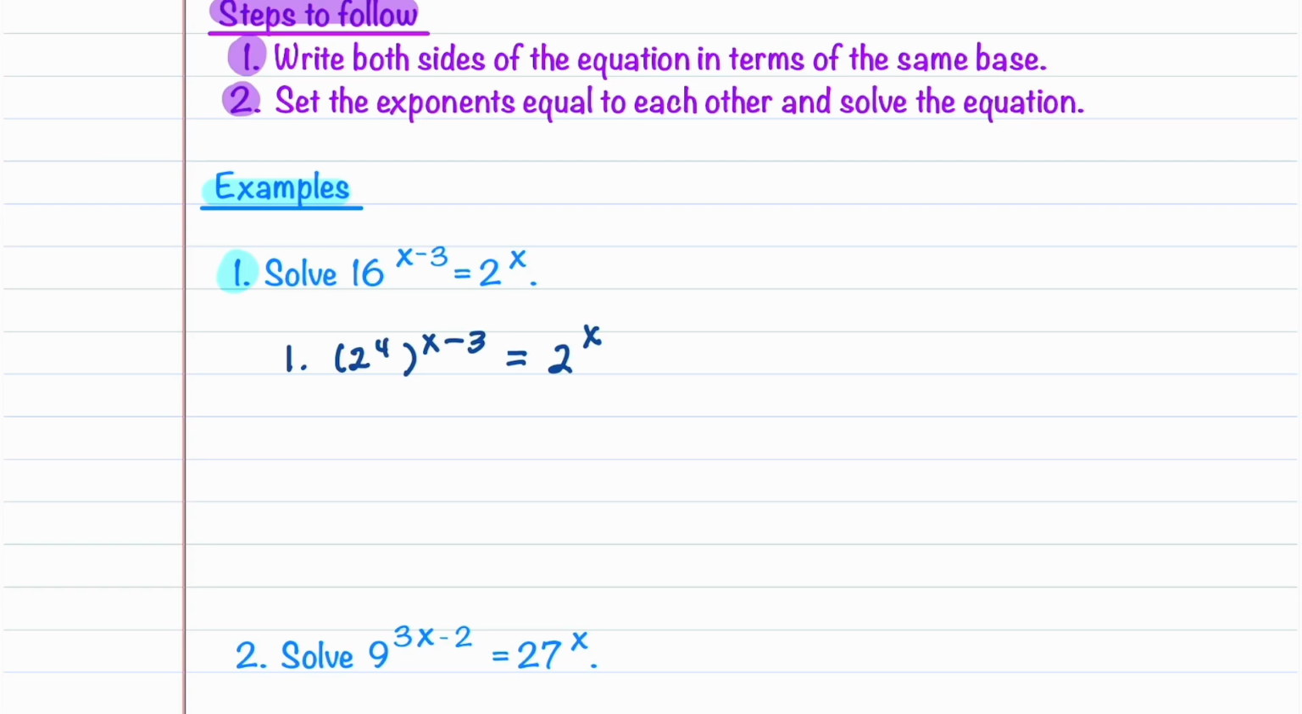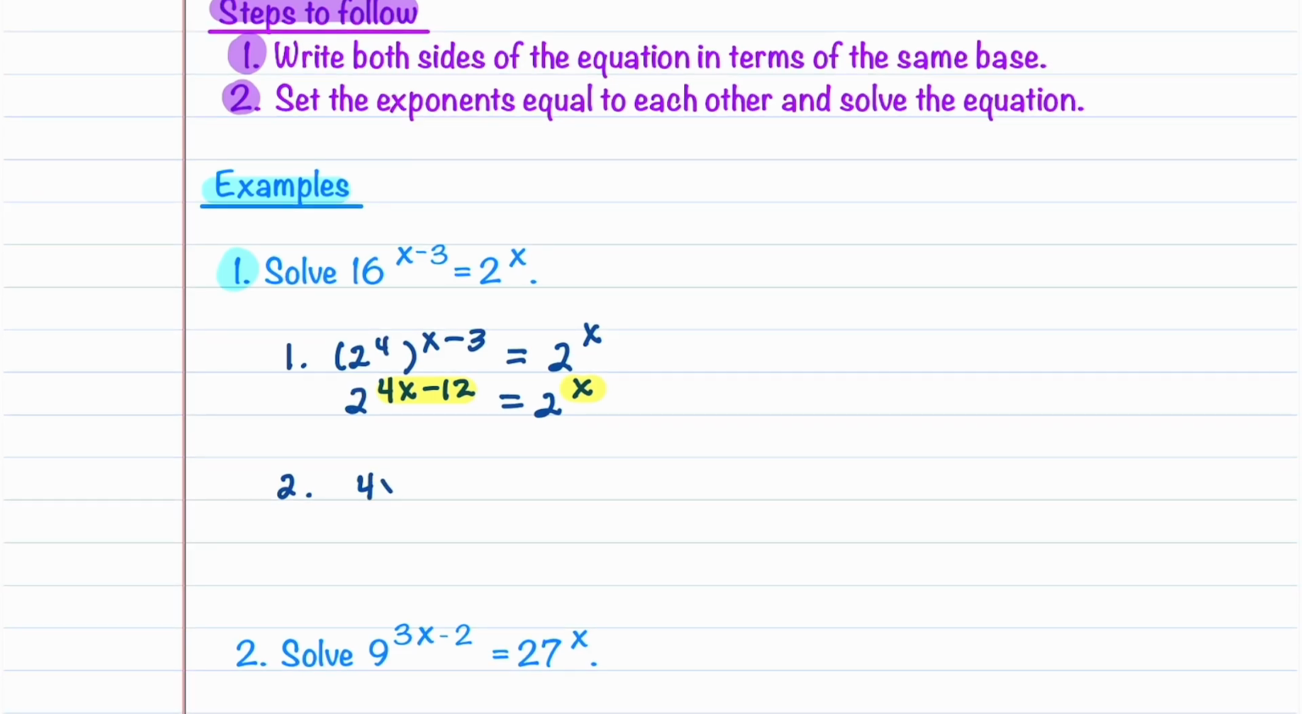Let's go ahead and simplify the left-hand side. When we have two exponents, we multiply them. So our left-hand side becomes 2 to the 4x minus 12, and our right-hand side just remains 2 to the x. The second step that we listed above is that we're going to take the exponents. Let me go ahead and highlight them. It's this one and this one. And we're going to set them equal to each other and then just solve for x.